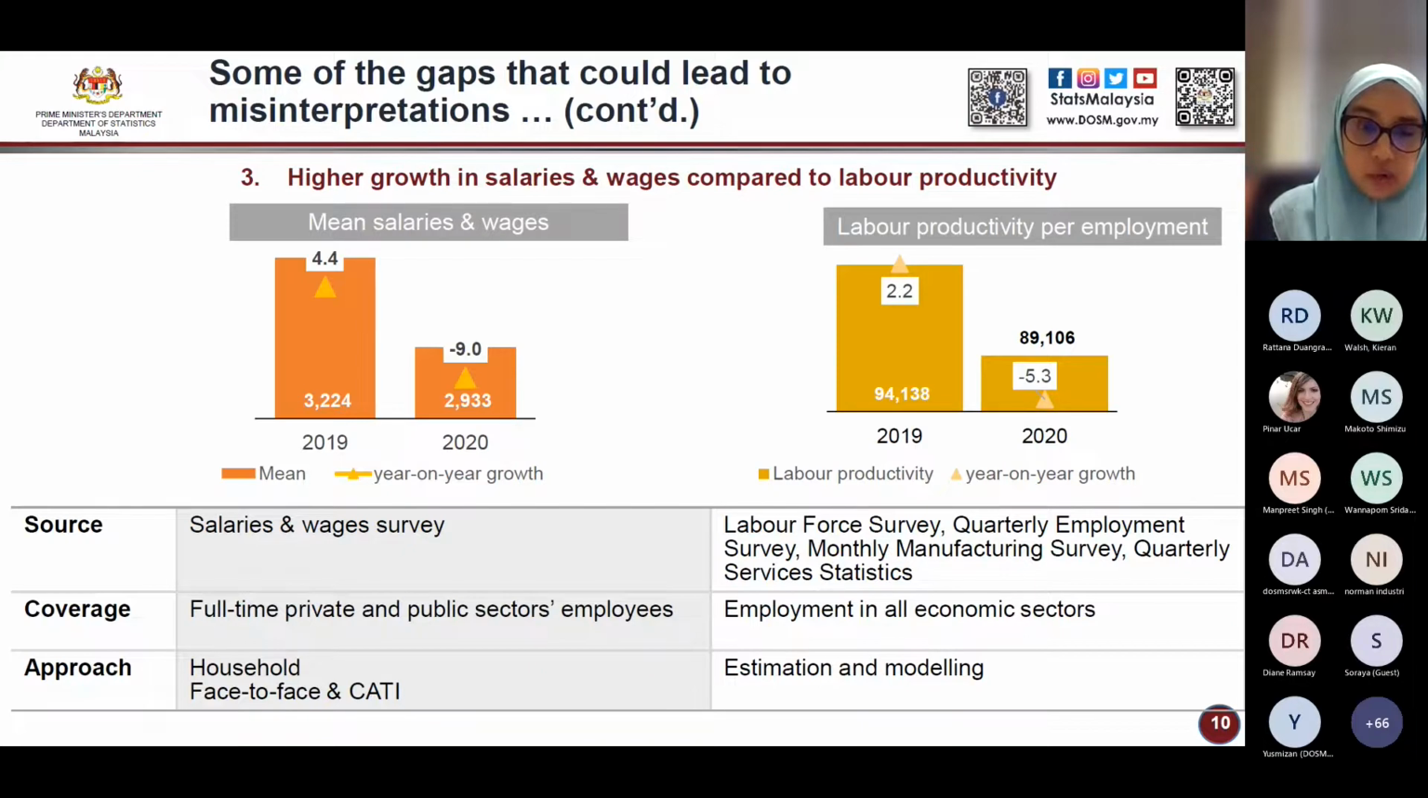The salaries and wages survey only refers to full-time private and public sector employees, whereas labor productivity covers employment in all economic sectors, including own account workers, unpaid family workers, and also employers. So these are some of the gaps that we found while we analyzed, and which were also raised by our users. So basically, let's go to the next slide.